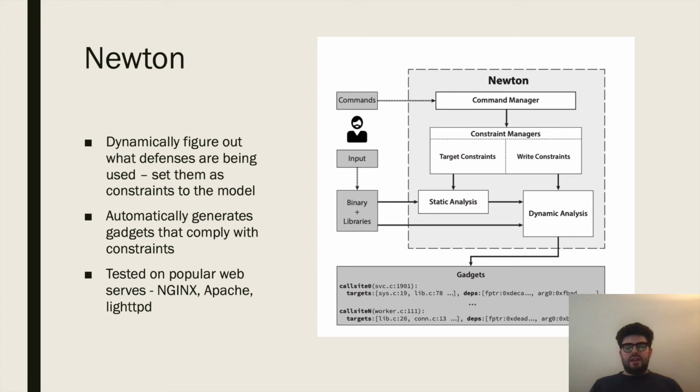So it has various ways of overcoming something like re-randomization or ASLR. And once it figures out which defenses are in place, it will use those algorithms to automatically generate gadgets that are able to comply with the constraints set earlier. This is a clever way of automating the process of exploitation. And they tested it on 3 popular web servers, Nginx, Apache, and LightTPD. They looked at whether or not they were able to overcome defenses, and if so, which ones.